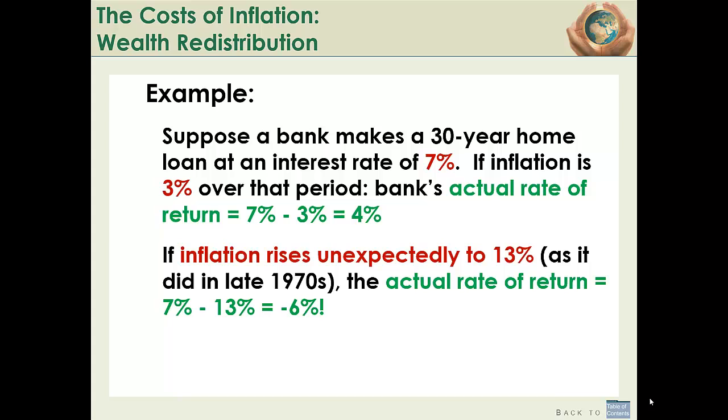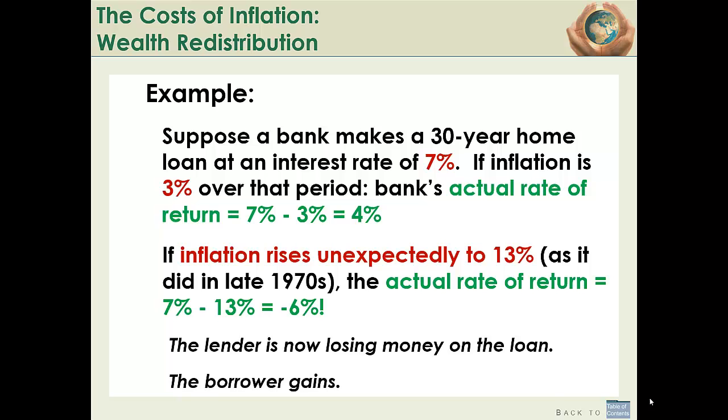However, if inflation rises unexpectedly to 13%, as it did in the late 1970s, then the bank's actual rate of return here would be negative 6%. Again, it's that nominal return, which is set on that 30-year mortgage, less the actual inflation rate, which we never expected at 13%, that gives me the real return. So the bank did not expect this high inflation rate, otherwise they would have charged a higher nominal return. Since this inflation was unexpected, the bank's real purchasing power is negative. This is an example of how the lender is losing money off the loan and the borrower gains.